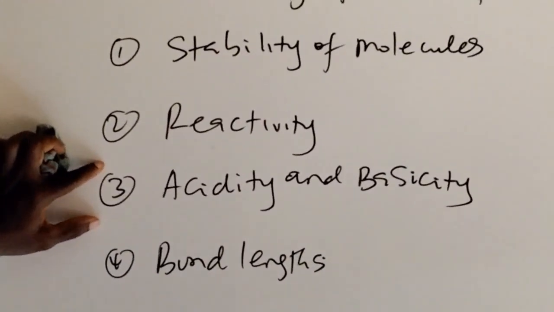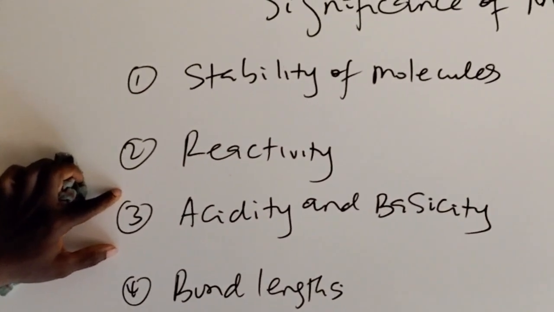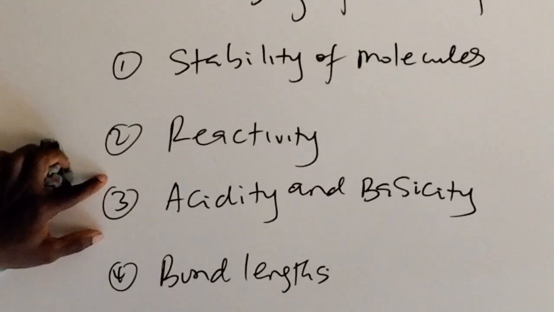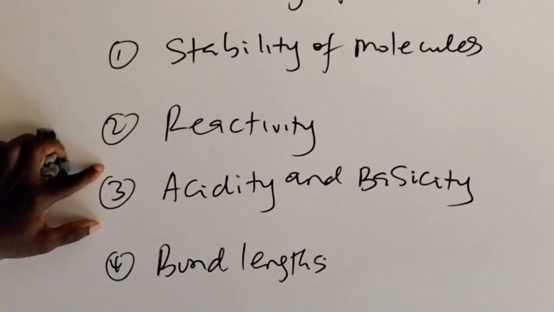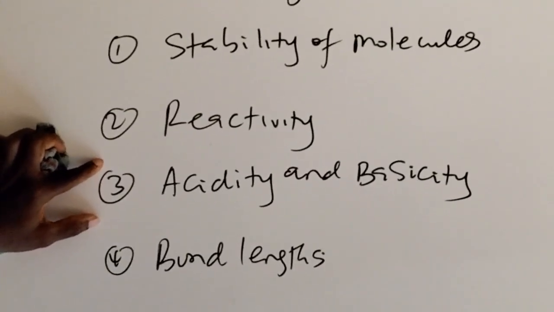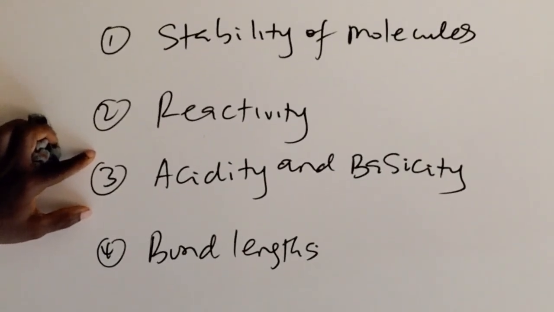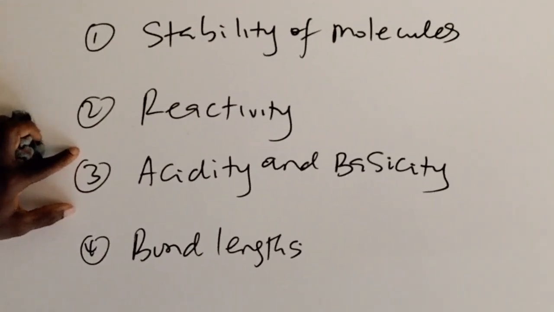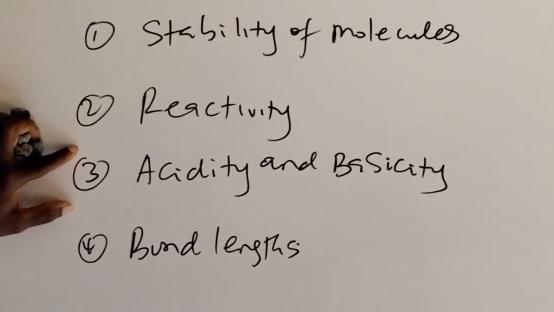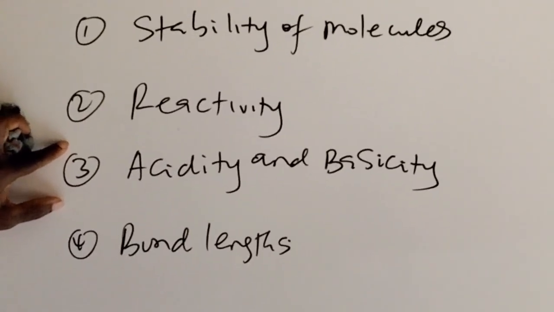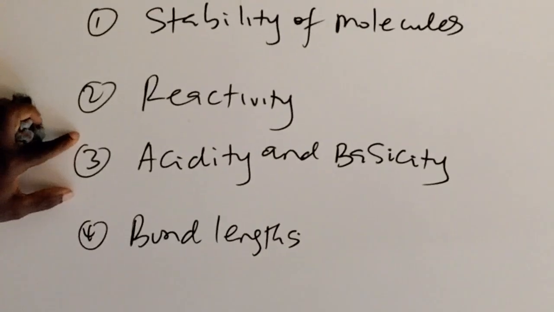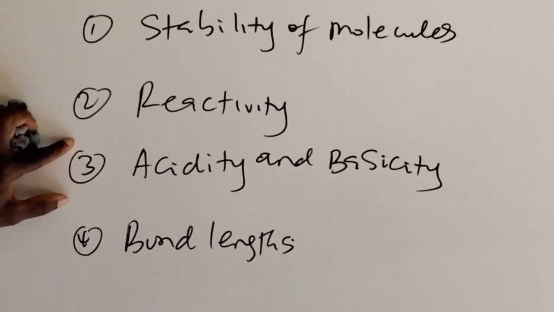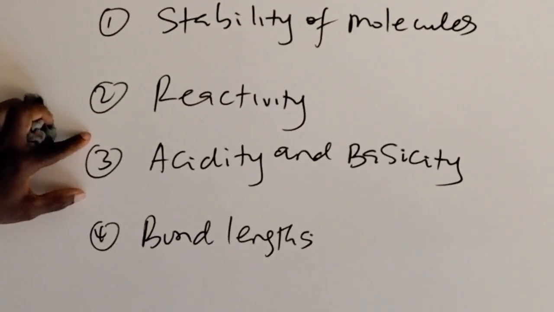So number 3 is acidity and basicity. So resonance influences the acidity and basicity of organic molecules by either stabilizing or destabilizing the conjugate base. For instance, phenol, which is an aromatic alcohol, is more acidic compared to aliphatic alcohols like ethanol and methanol. So phenol is more acidic due to stabilization of the phenoxide ion by resonance.